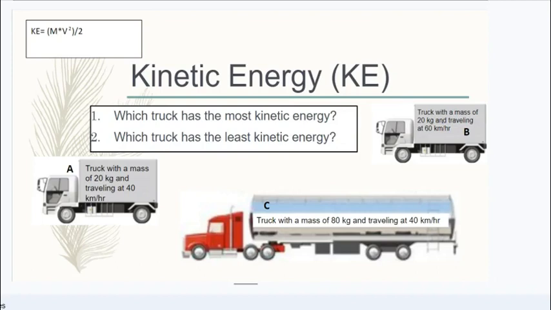If you chose truck C, you are correct. They are both traveling at the same velocity. However, truck C has a lot bigger mass, therefore has more kinetic energy. Now look at truck A and truck B. Which truck between truck A and B has the most kinetic energy?